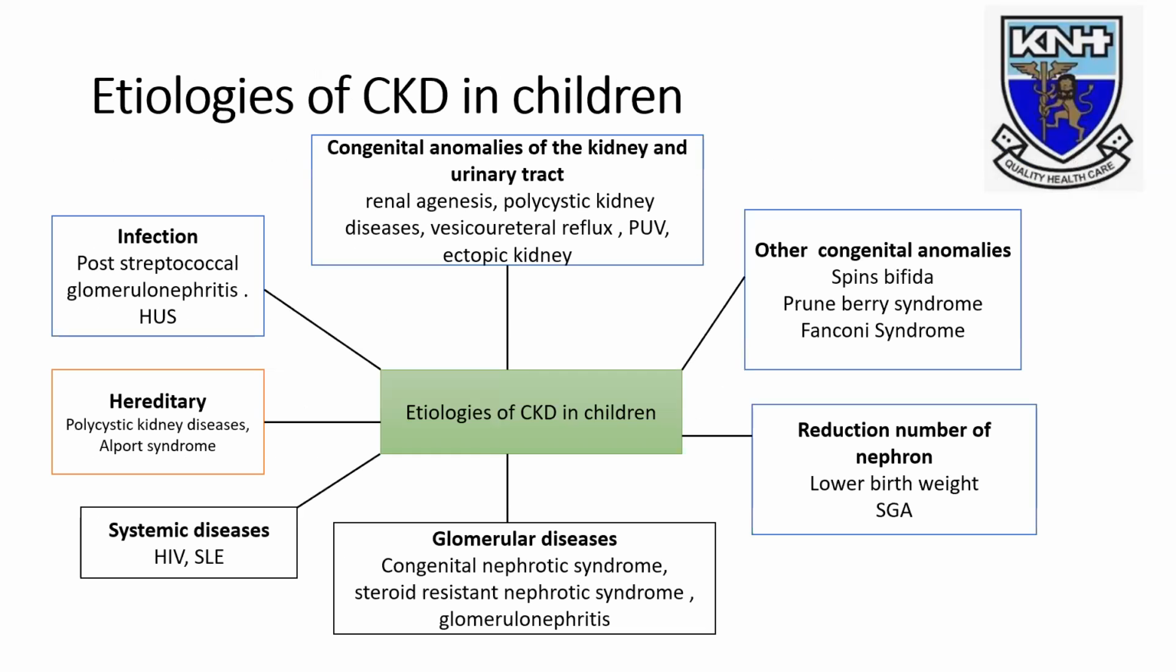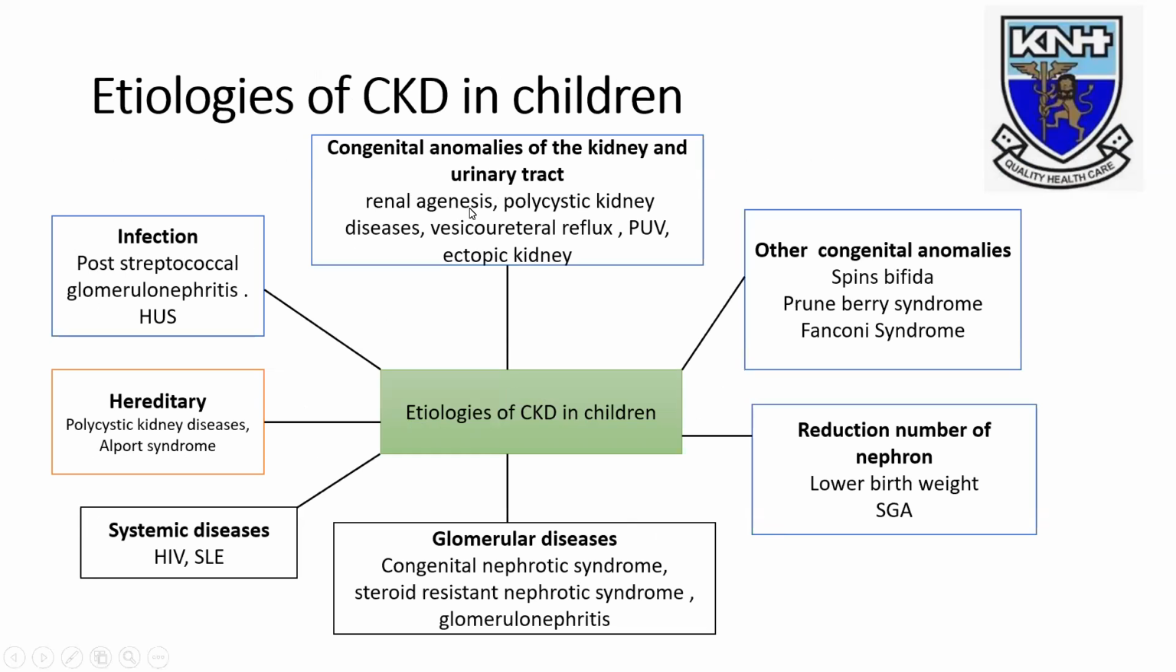Let's look now at the etiology of chronic kidney disease in children. When you look, there are so many factors. I can say it's multifactorial, and you have so many causes of chronic kidney disease in children. That's why, once you have the story, we suggest having a high index of suspicion.